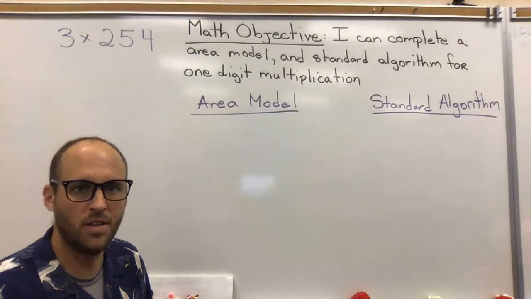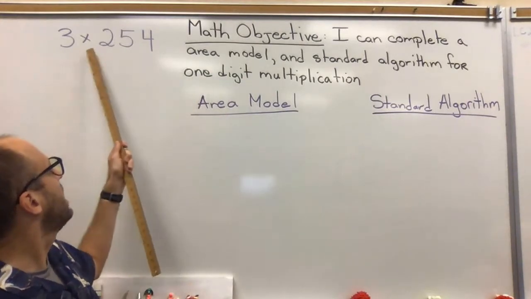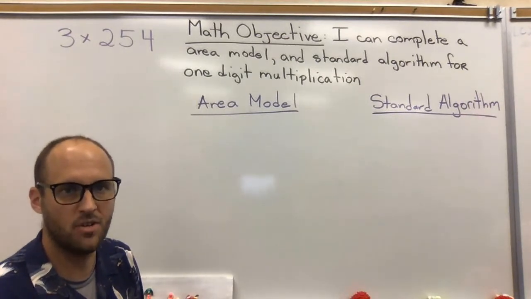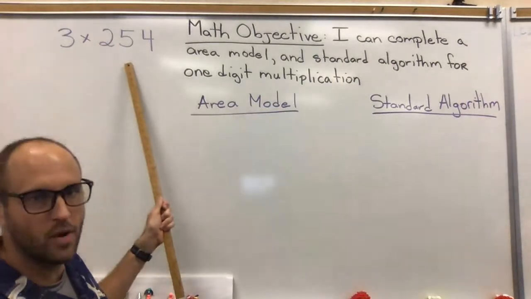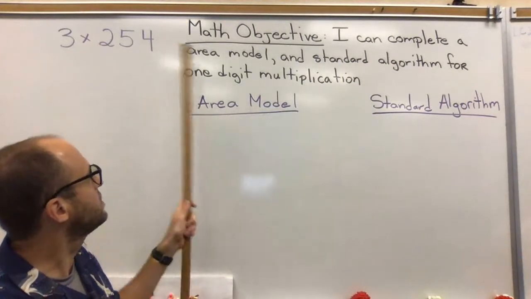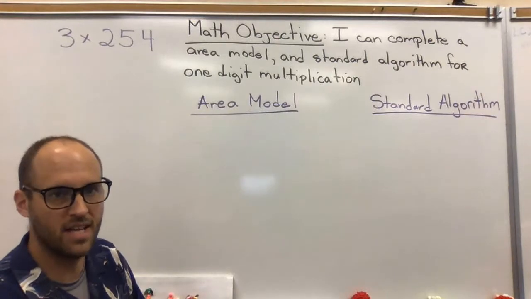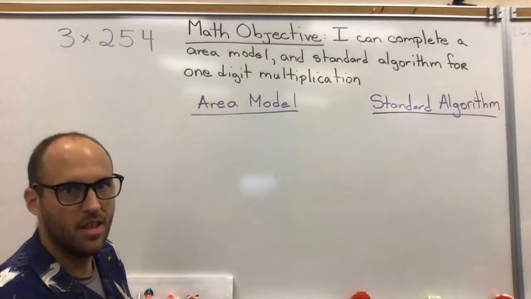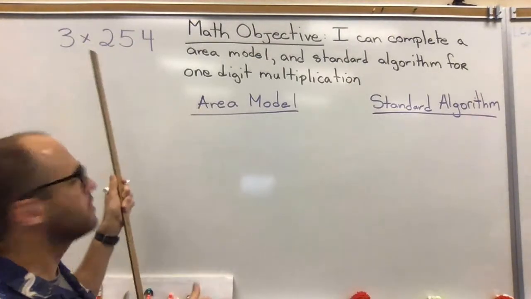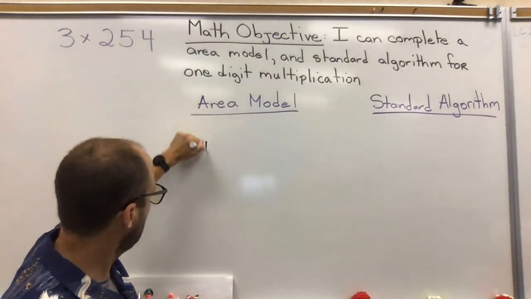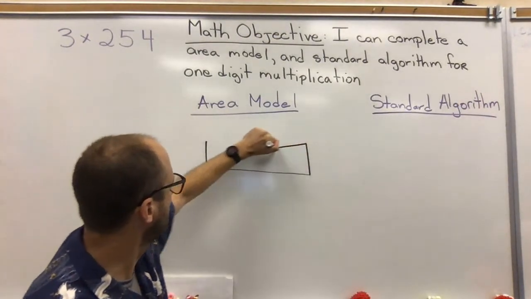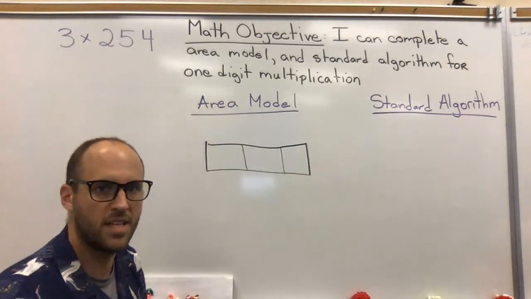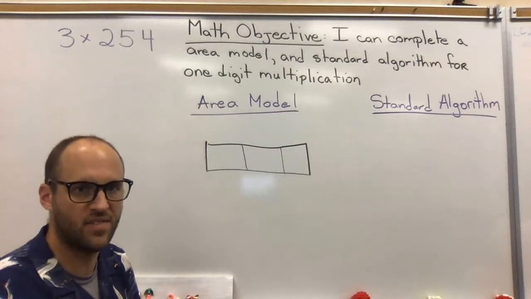So the first problem I wanted to do was 3 times 254. Now with multiplication, remember, when you're multiplying two numbers together, these numbers are known as factors. The answer to a multiplication problem is known as the product. So the first thing you do here is you draw the area model. There are 3 digits in 254, so I'm going to draw a box, kind of like this, and break it up into 3, because each box is going to represent one place value.